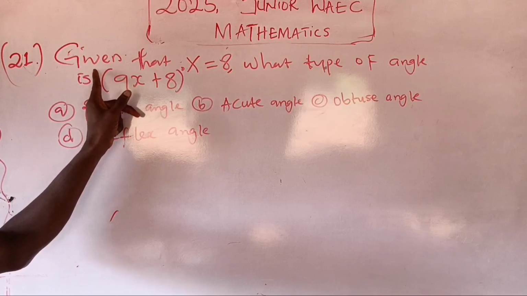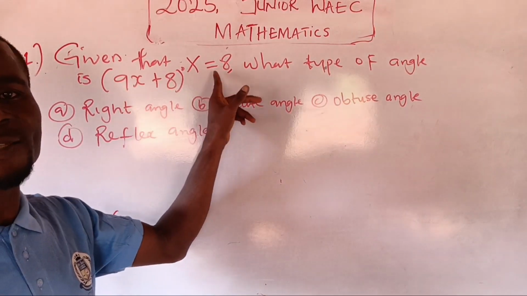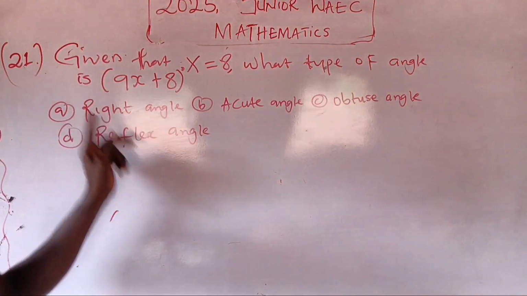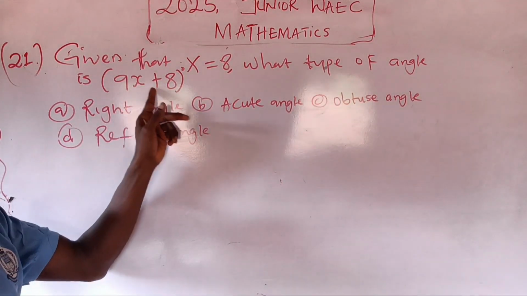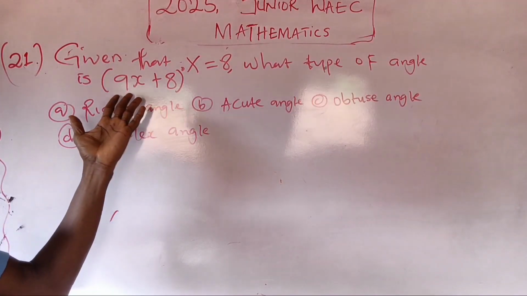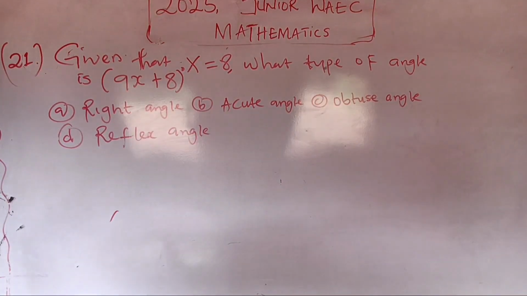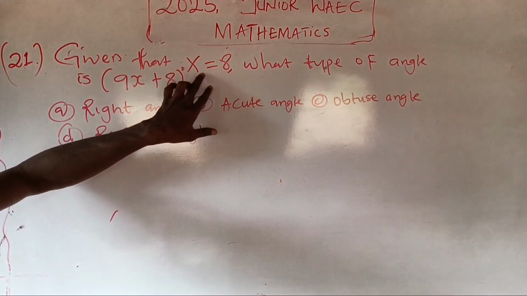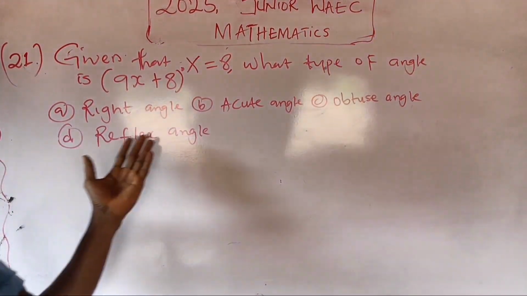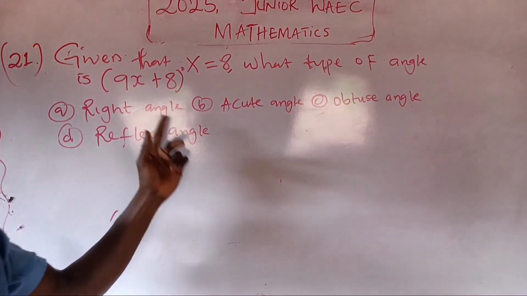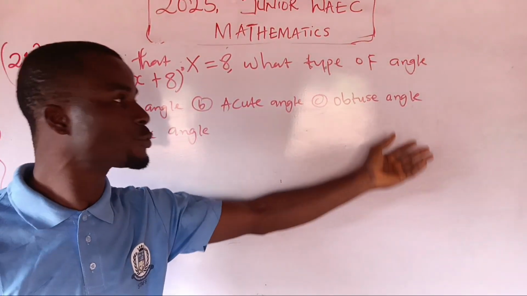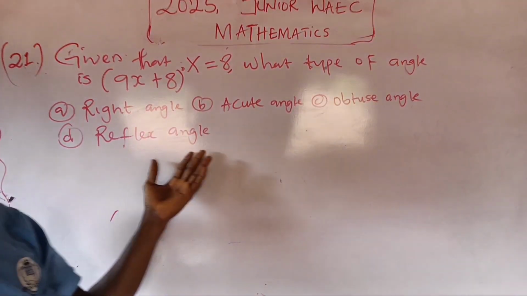Question 21 says, given that x is equal to 8, what type of angle is (9x + 8) degrees? What type of angle is 9x + 8? Don't forget, we are given x. They have given us x to be 8. And these are the options. We have right angle as option A. B, we have acute angle. C, we have obtuse angle. And D is reflex angle.